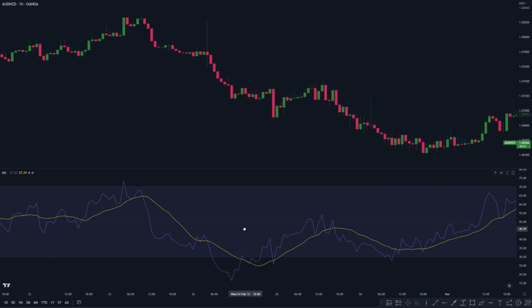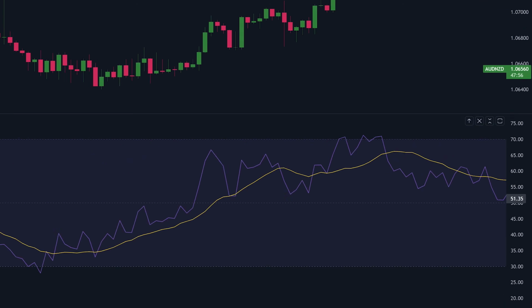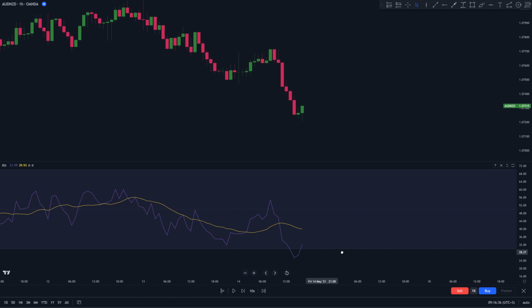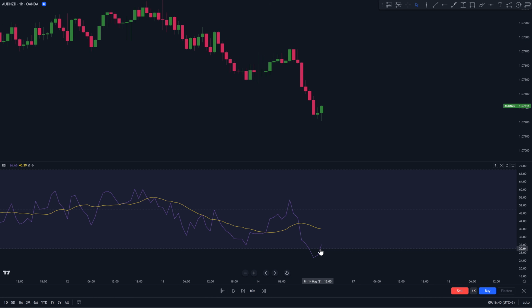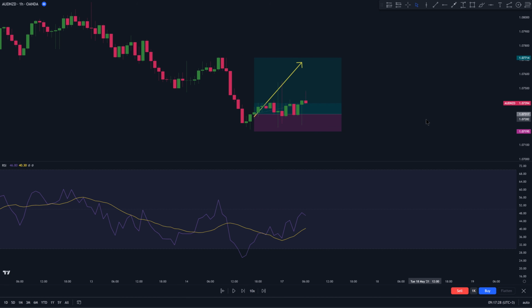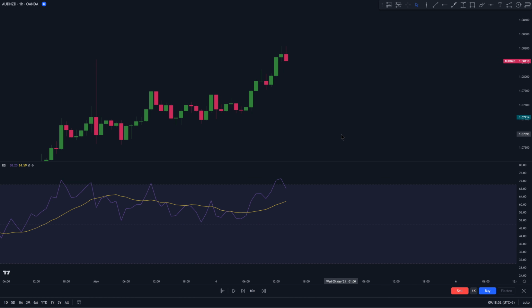Now, the two commonly used thresholds in the RSI indicator are 30 and 70. An RSI value below 30 generally indicates that an asset is oversold and may be due for a price reversal or bounce. On the other hand, an RSI value of above 70 indicates that an asset is overbought and could be due for a price correction or pullback.